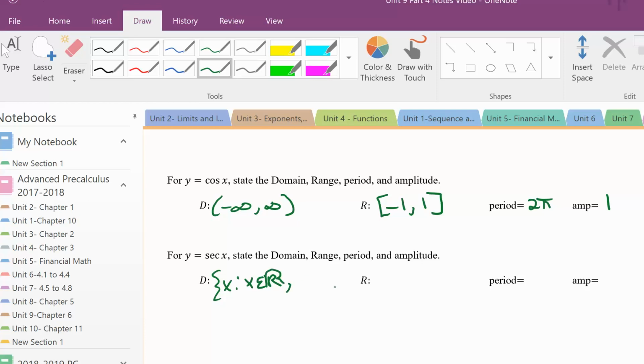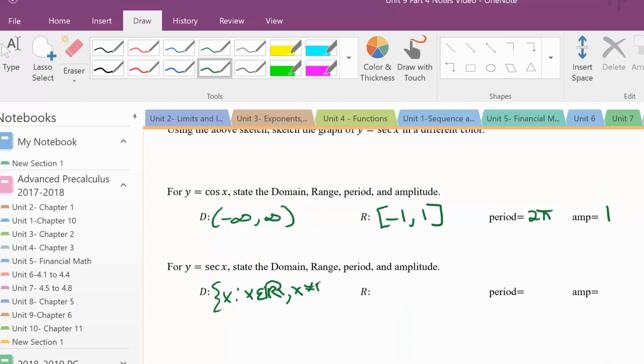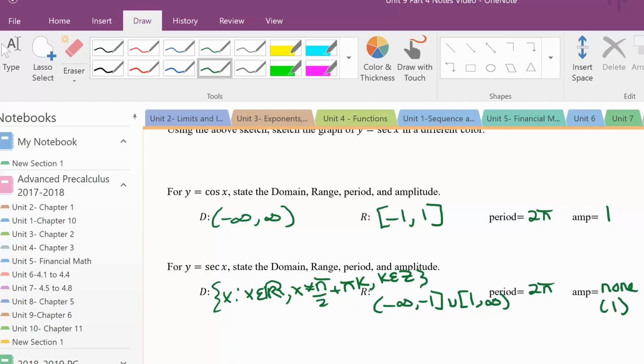However, x cannot equal. Now, the first vertical asymptote is at pi over 2, but then it would be adding multiples of pi from there, where k is an integer. And the range, same, is from negative infinity to negative 1, union 1 to infinity. The period is 2 pi, but there is no amplitude. However, the points that you use will go up 1 and down 1 from the midline.